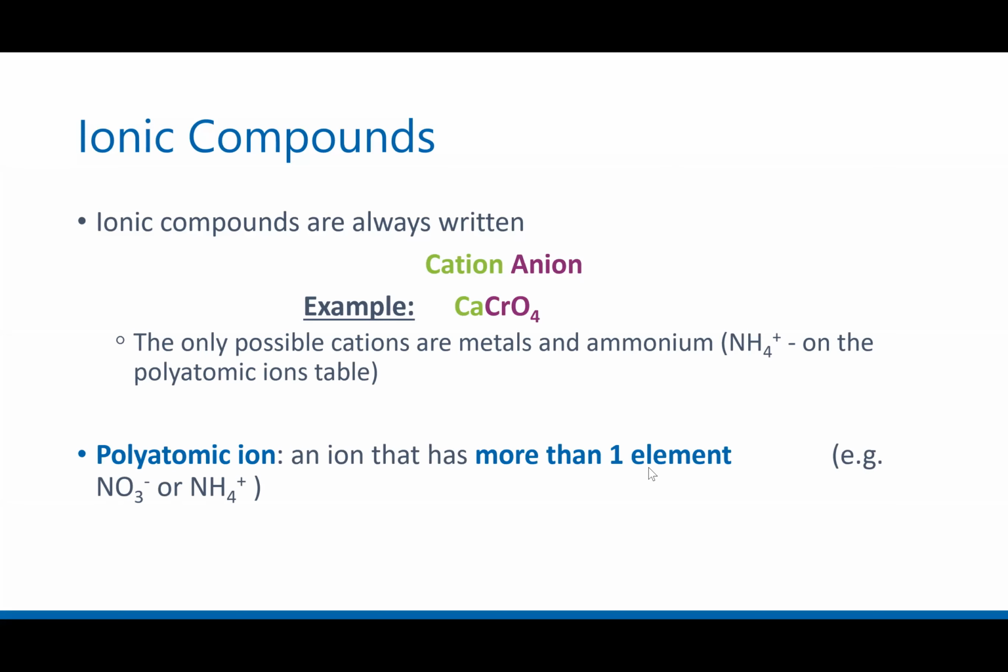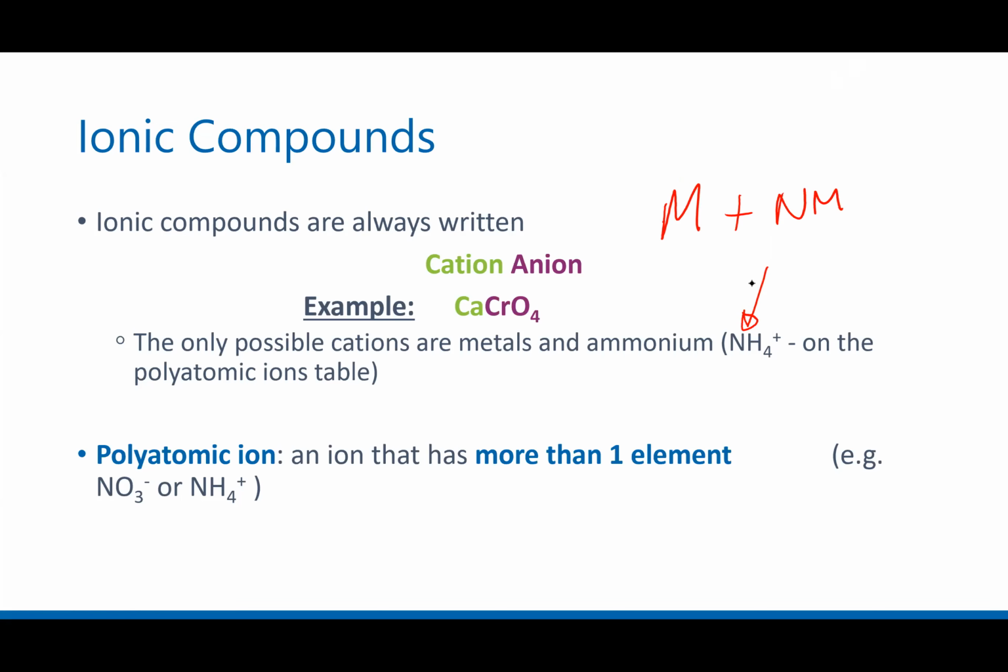First things first. Ionic compounds are always written cation on the left and anion on the right. So typically, and I say typically, it's metal and then non-metal. Now, this doesn't always need to be true, and there is an exception down below. This ammonium ion is a possible cation that is not a metal.